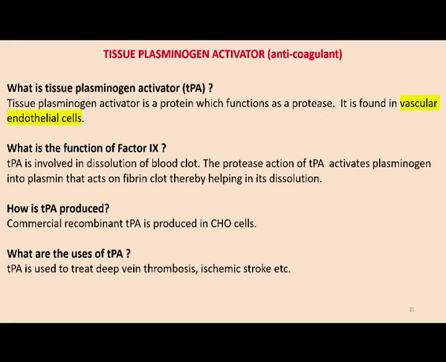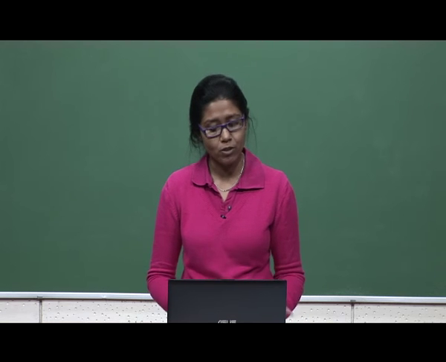Now, tissue plasminogen activator, also called TPA, acts by activating plasminogen into plasmin, and this plasmin actually helps in the dissolution of the clot. Commercially, again, just like factor 8, factor 9, as well as erythropoietin, TPA is also produced in CHO cells.